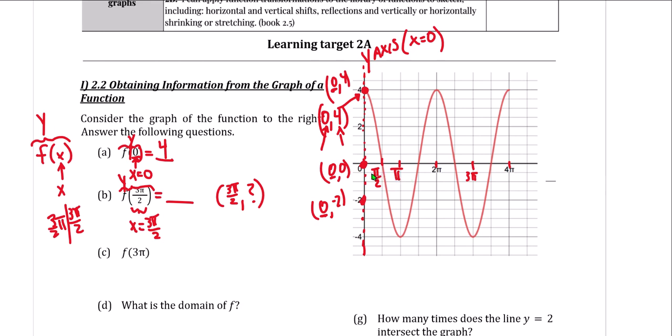So this is 1/2 pi, 1 pi. This guy right here would be 3 pi over 2, which is also 3 over 2 pi. 3 over 2 equals 1.5, so 3 over 2 pi is exactly the same as 1.5 pi. And remember that 3 over 2 pi is exactly the same as 3 pi over 2. So we've got 3 pi over 2 right there.